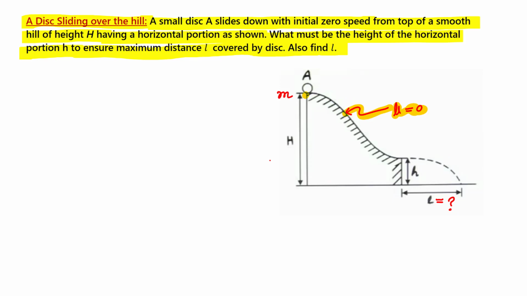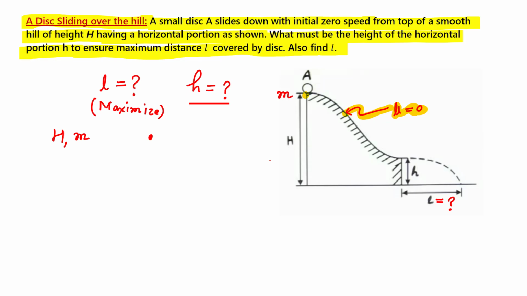So what do you have to find? You have to find L. What will be this L, so that it is maximum? So you have to maximize L. This is the maximum L. And you also have to find the height h. This is not the maximum, you have to simply find h. Now how will you solve the problem? So these are the things, H and h. This is given and you have also been given m if required. So using this you have to find the answer.